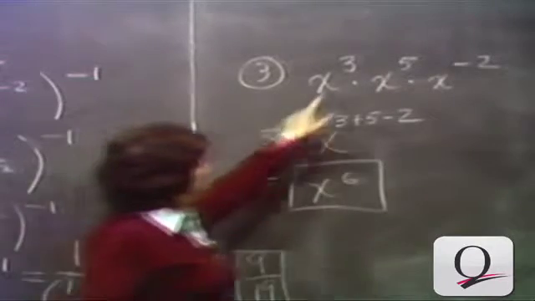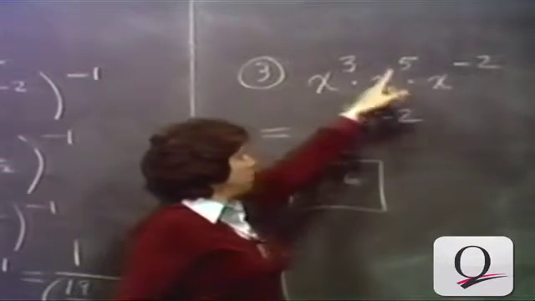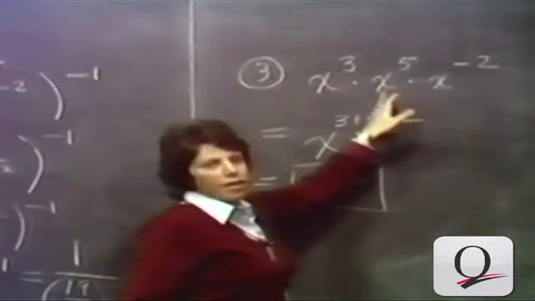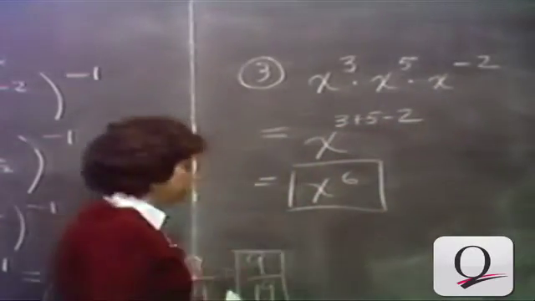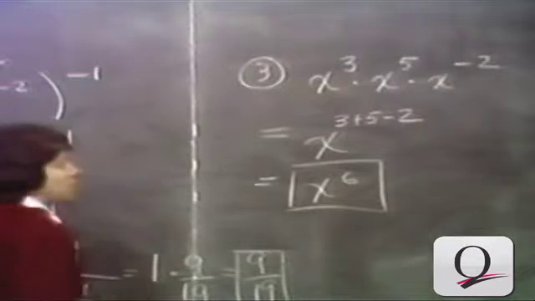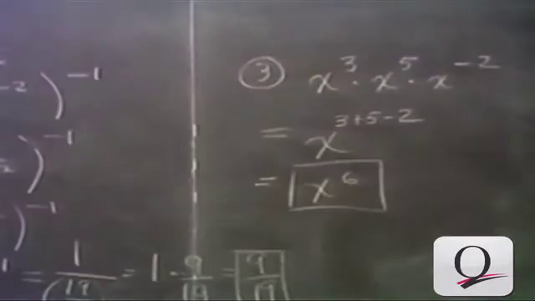X to the a times x to the b is x to the a plus b. That's x to the 8th. And then x to the 8th times x to the minus 2, 8 and minus 2 giving you 6. It's the same rule. The rules work for positive or negative integer exponents.